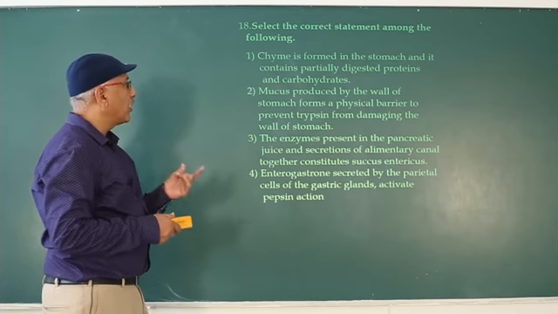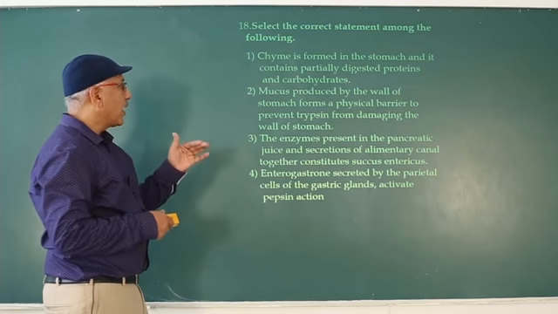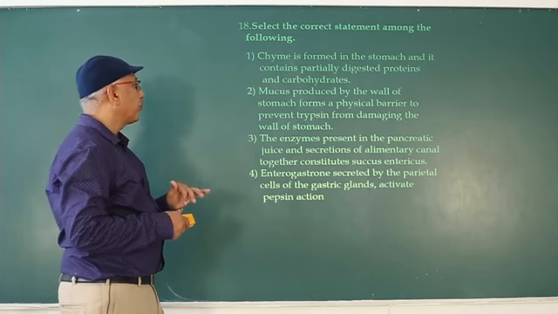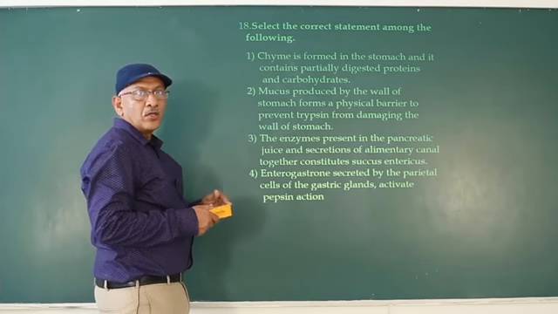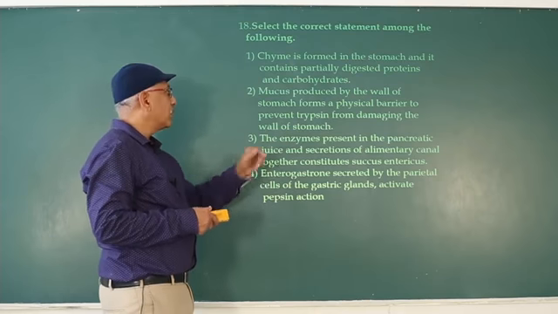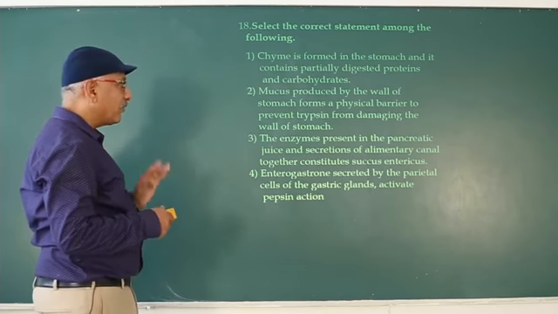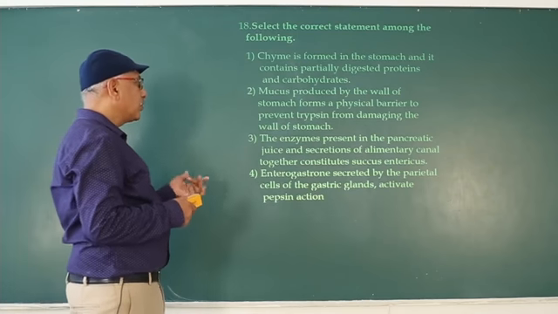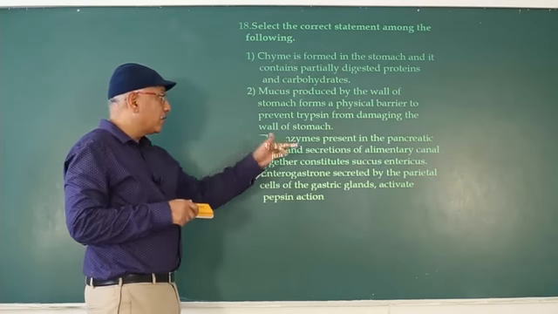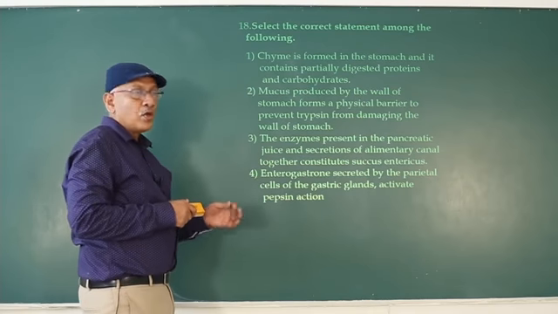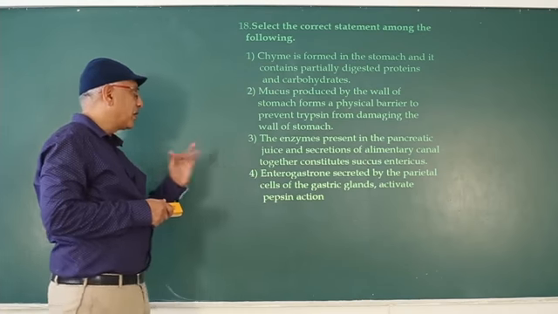Second, mucus produced by the wall of the stomach forms a physical barrier to prevent trypsin from damaging the wall of the stomach. It is pepsin, not trypsin. Trypsin is in the pancreatic juice, so it is never released in the stomach. That's why wrong. The enzymes present in the pancreatic juice and secretion of the alimentary canal together constitute the succus entericus. Brunner's gland secretion and crypts of Lieberkuhn secretion together are known as succus entericus. So that is wrong.